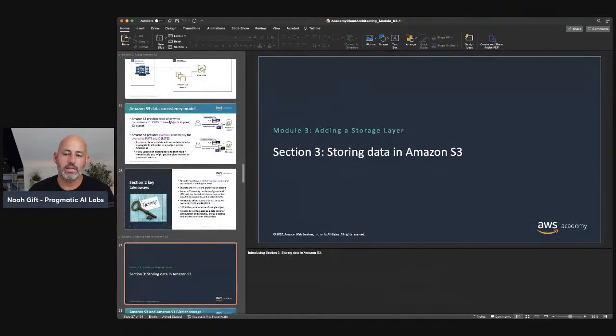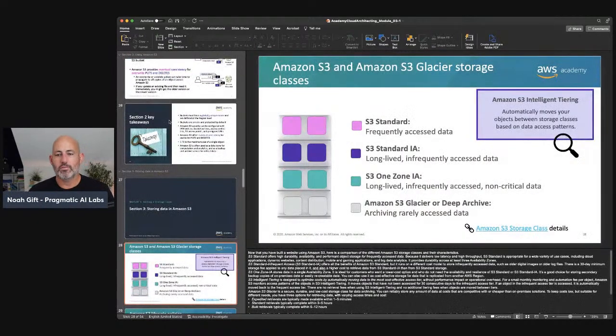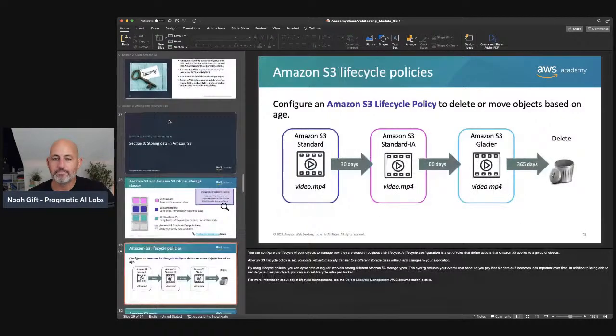So in general, S3 is a great general purpose object storage system with unlimited capacity. There are several different kinds of classes. Amazon has S3 Standard, which is for frequently accessed data. That's the most expensive. There's S3 Standard IA, for long-lived but infrequently accessed data. There's also S3 One Zone IA, for long-lived, infrequently accessed non-critical data. Amazon S3 Glacier or Deep Archive is for archiving rarely accessed data.